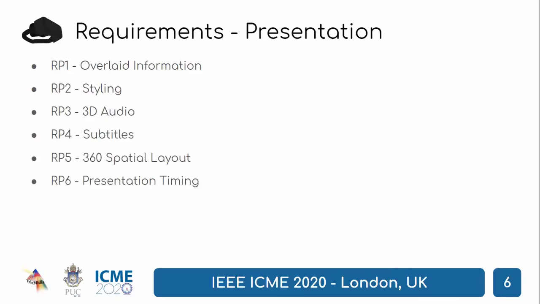Based on the scenarios I have just described, we gathered these requirements regarding presentation. Overlaid information: additional media objects might be positioned in the 360 environment. Styling: different media elements may share the same position and presentation characteristics, so the author should be able to reuse the same style in different elements.